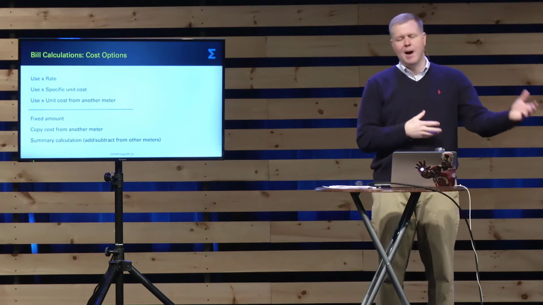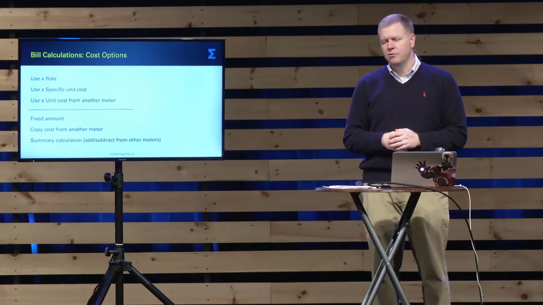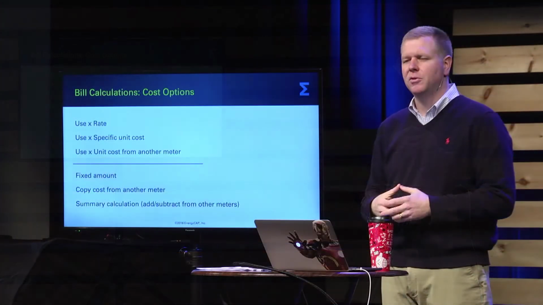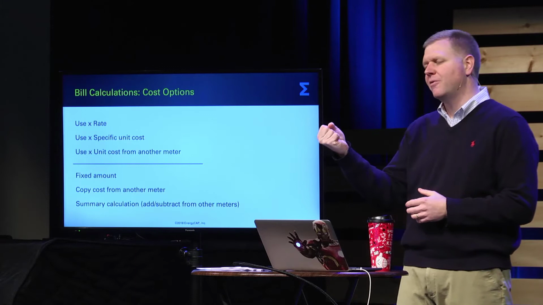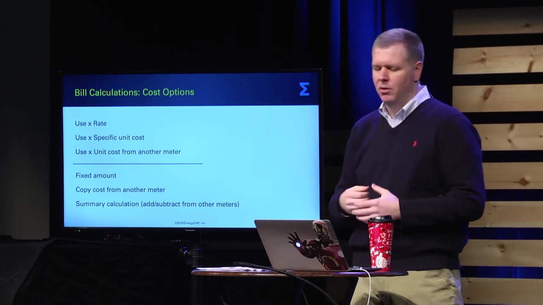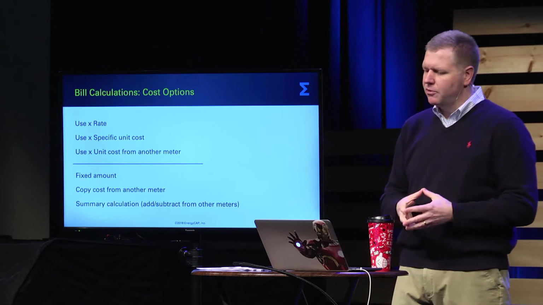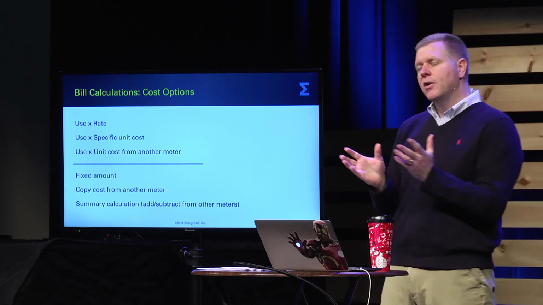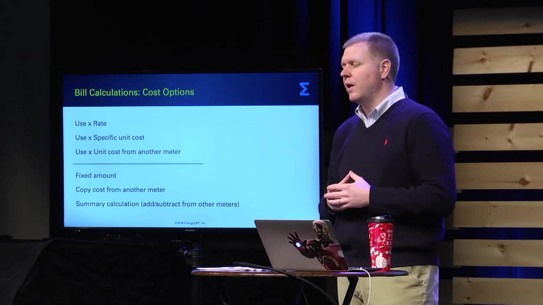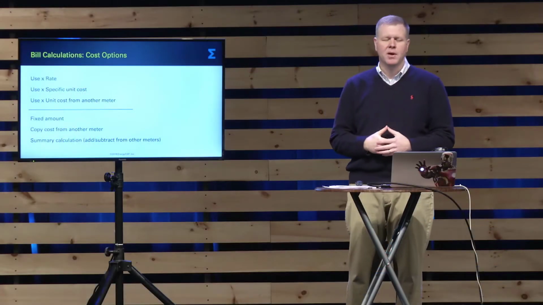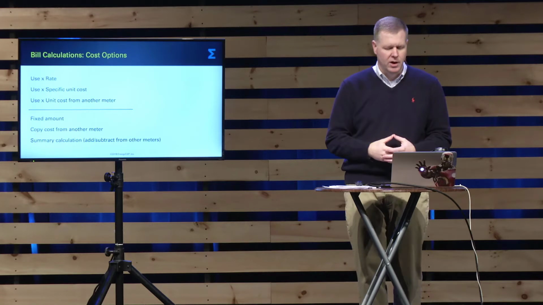Another option is to copy costs from another meter. Similar to the copy use, maybe there's some other meter in the system that would be helpful to just glean some information off of and use here in the bill. We'll talk more about that in a little bit. And then the last, similar to use, on the cost side, you can also do advanced calculations. You can take certain meters or meter groups and add and subtract them to create some new cost on your bill.